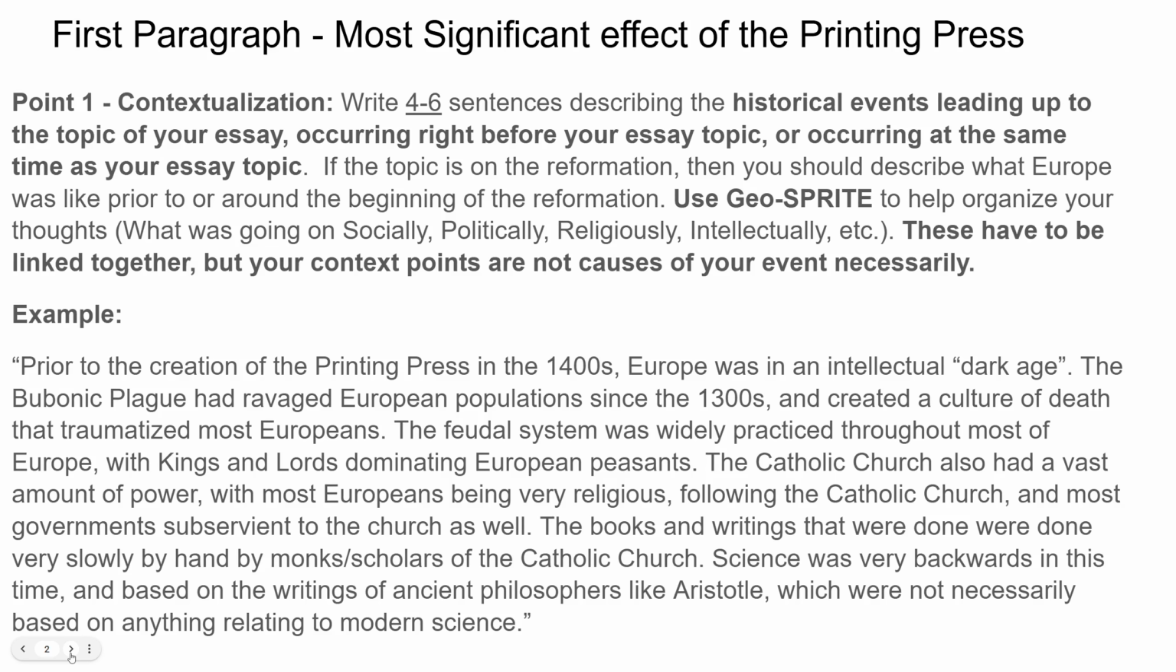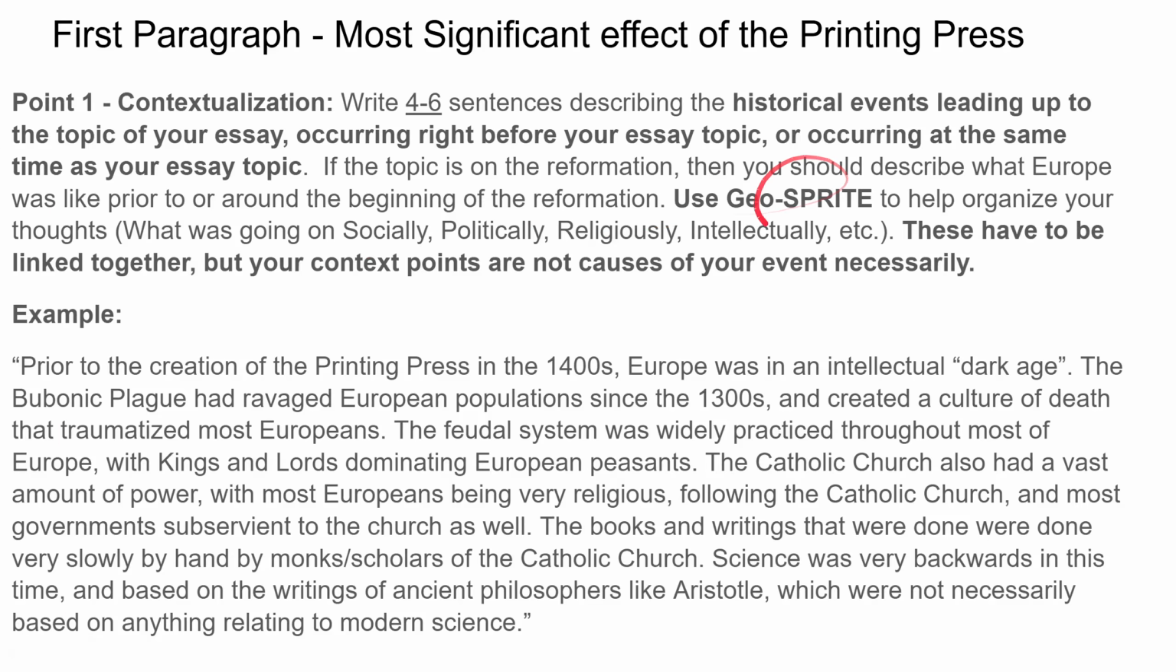So the first paragraph is going to be exactly the same as a DBQ paragraph, which I think almost all of you know how to write at this point, where you have 2 points. Your first point is the contextualization point, where you set the stage. If this is on the printing press, what was going on in Europe at the time of the creation of the printing press or right before? If your LEQ is on the French Revolution, what was going on in Europe prior to the French Revolution? The feudal system, the economic mercantilist system, absolute monarchies, right? Those are things you must bring up.